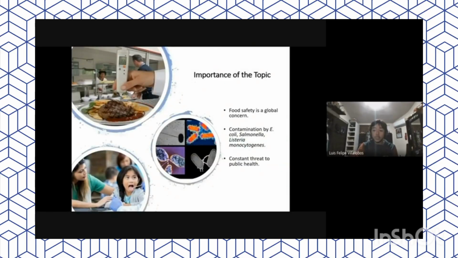Okay, in our next slide, we have the importance of the topic. Why did we decide to choose this? Well, food safety is a global concern. Pathogens, for example E. coli, Salmonella, and Listeria, pose a constant threat to public health. Detecting these microorganisms quickly can help to reduce contamination and prevent diseases.